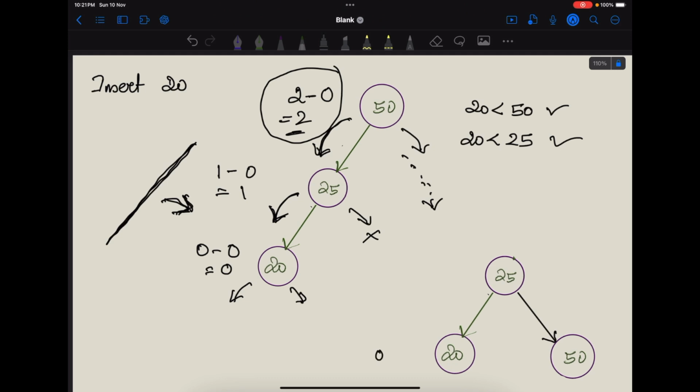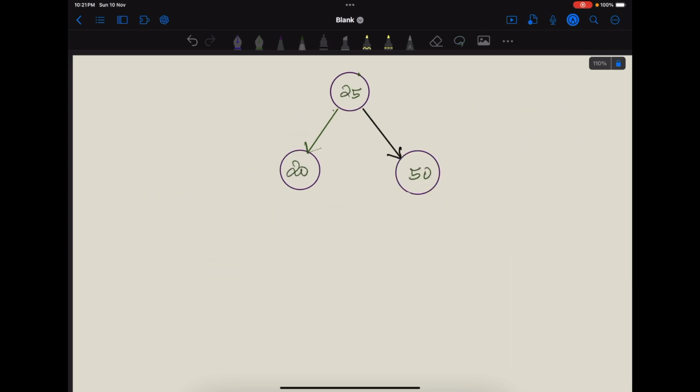So 0 minus 0 is equal to 0. And here, 0 minus 0 is equal to 0. And for 25, the left hand side has only one level, so 1 minus, the right hand side also has only one level, 1, so 0. Now I am going to insert 10.